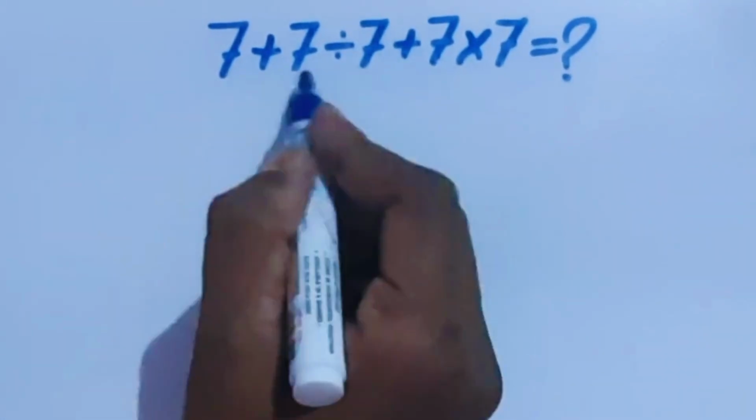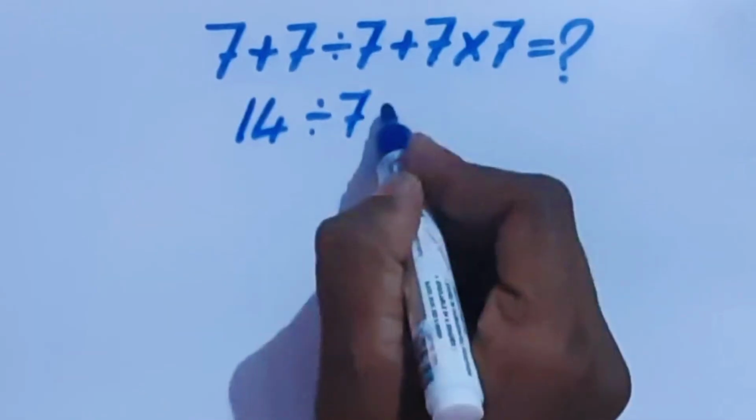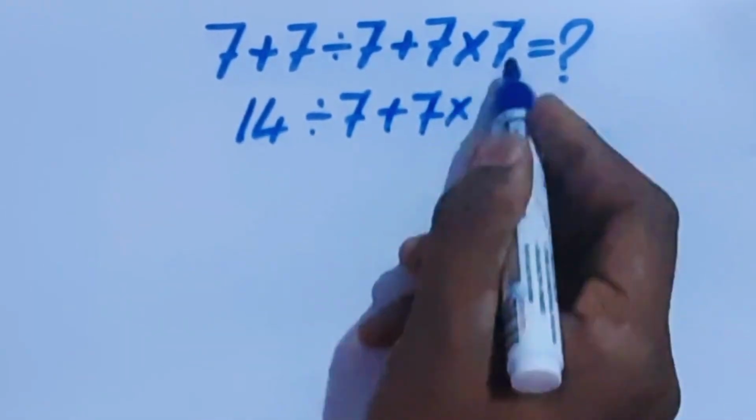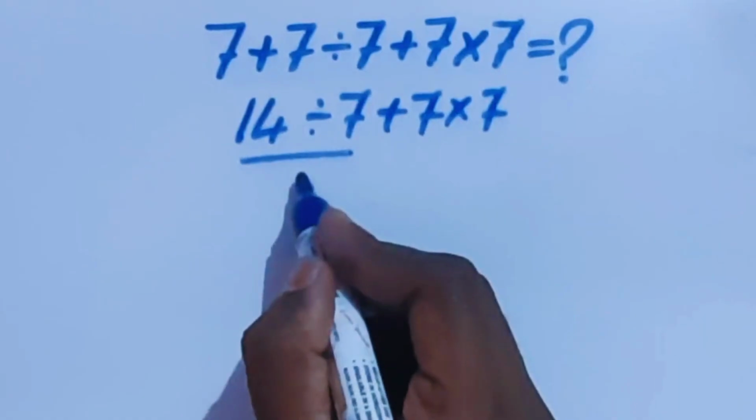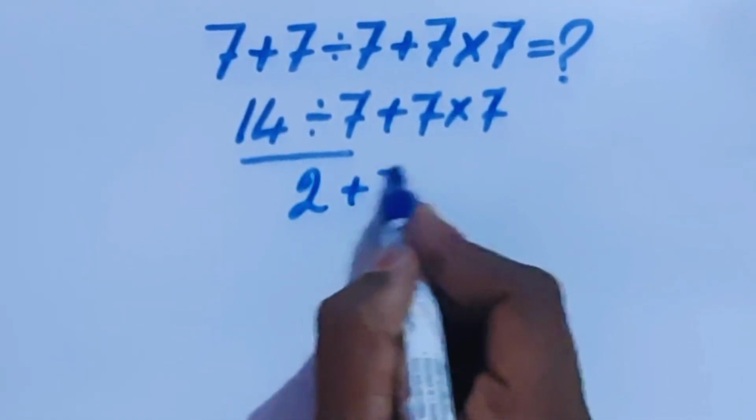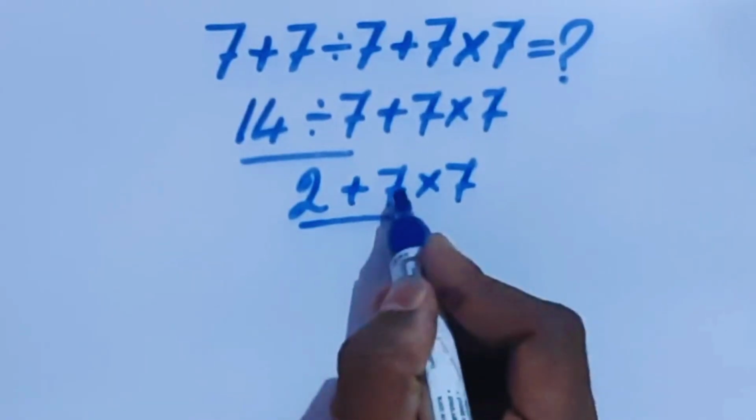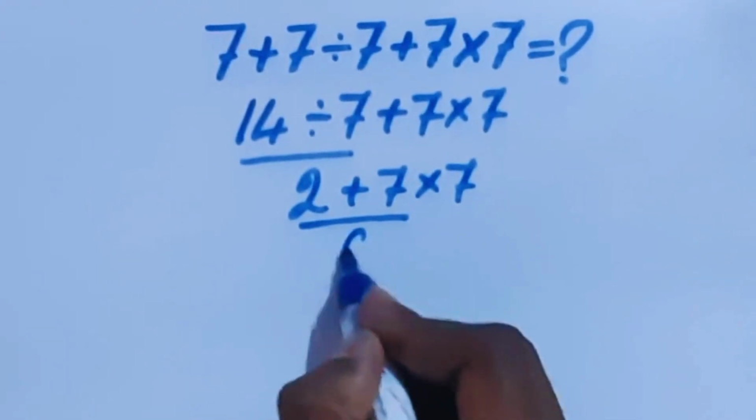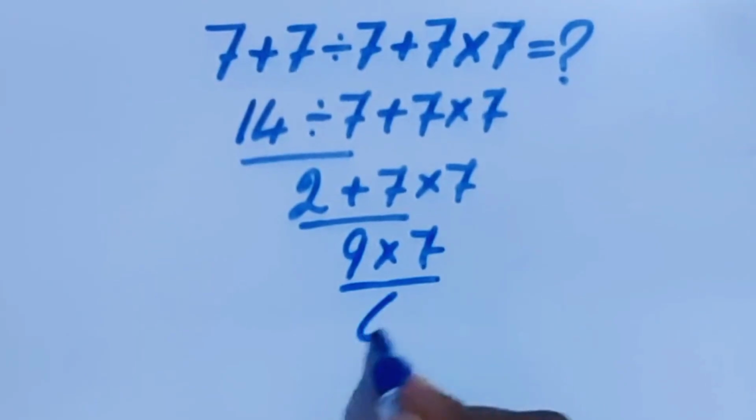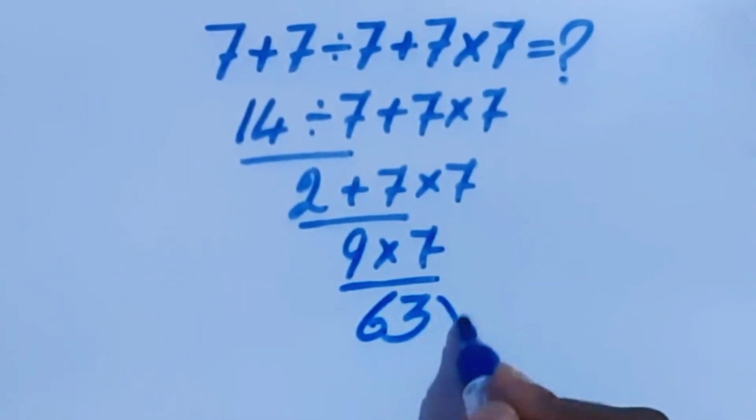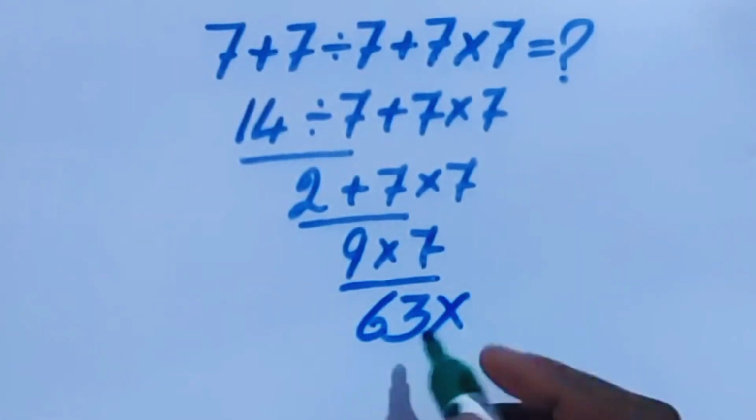Hi guys, here 7 plus 7 is 14, divided by 7, plus this 7 times this 7. Here 14 divided by 7 is 2, plus this 7 times 7. Here 2 plus 7 is 9, times 7. Here 9 times 7 is 63, which is the wrong answer. As per the order of operations, this 63 is the wrong answer.